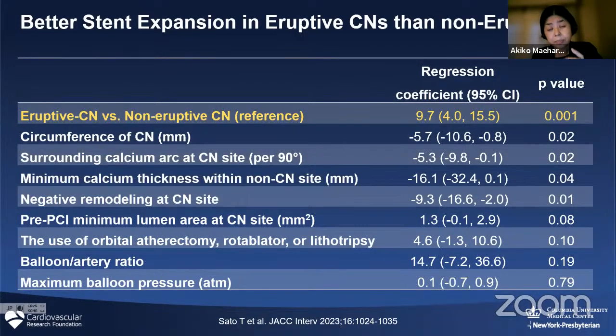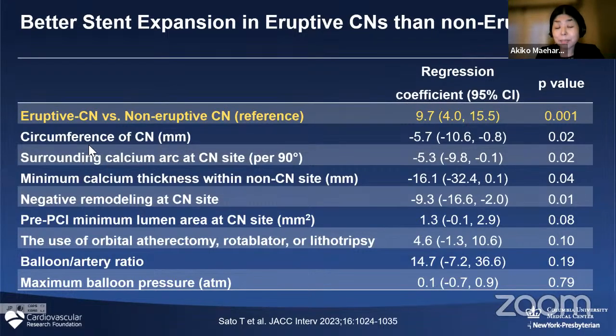And then we ask, using the acute stent expansion, what are the important morphological findings to associate with stent expansion? Eruptive calcified nodule compared to the non-eruptive is actually good stent expansion, but other findings are more important, such as how big the calcified nodule is, indicating post-stent expansion.